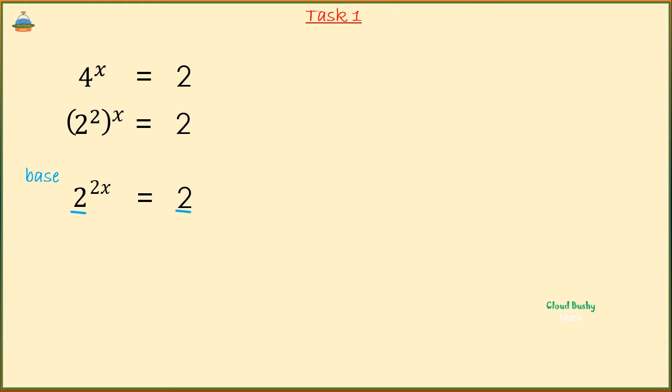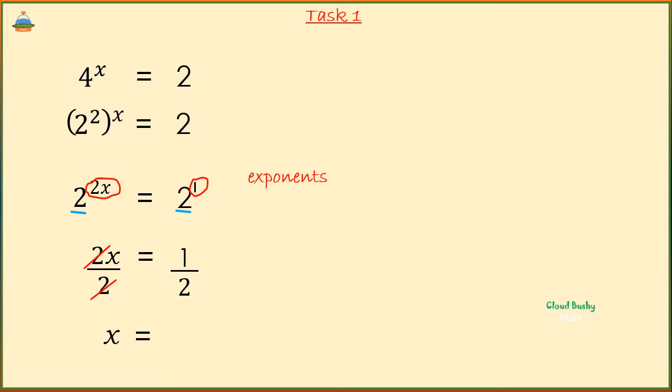We can equate the exponents. Now, on the right-hand side, we have 2. Remember, saying 2 is the same as saying 2 to the power of 1. Now we can equate the exponents. So we have 2x is equal to 1. Dividing both sides by 2 means x is equal to 1 over 2, which is 1/2.